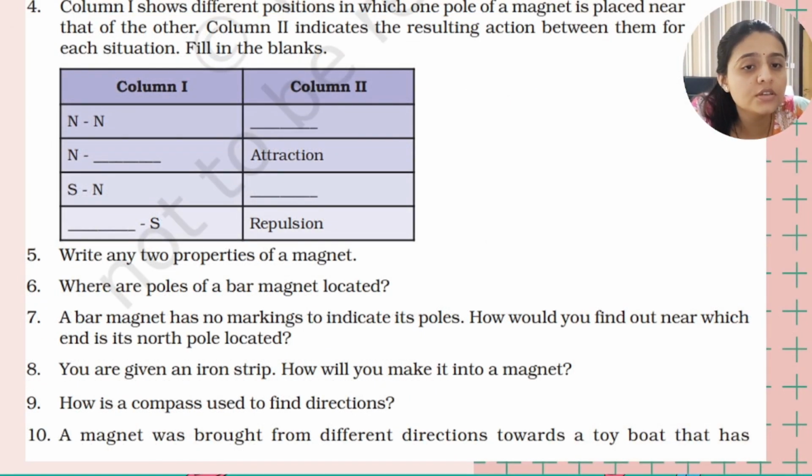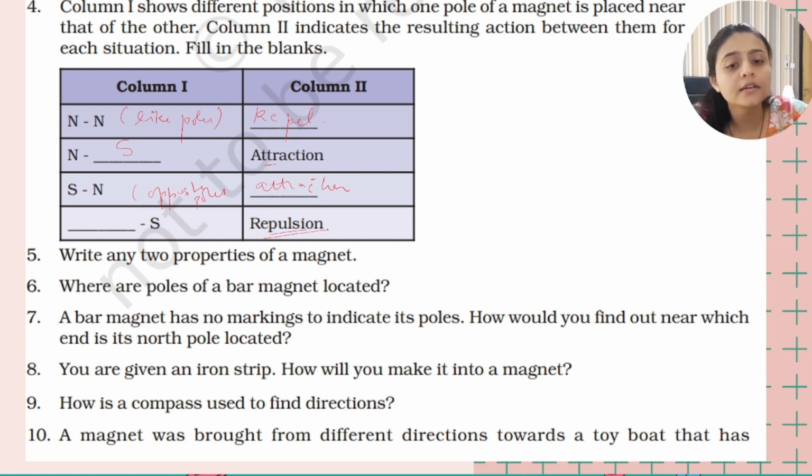Column 1 shows different positions in which one pole of a magnet is placed near that of the other. Column 2 indicates the resulting action between them for each of the situations. Fill in the blanks. North to north. Here you can see this north to north, they will repel, because these are like poles. Will not attract, they will repel. Now the condition is attraction. One is north, the other one must be south. South to north, attraction, because the poles are opposite.